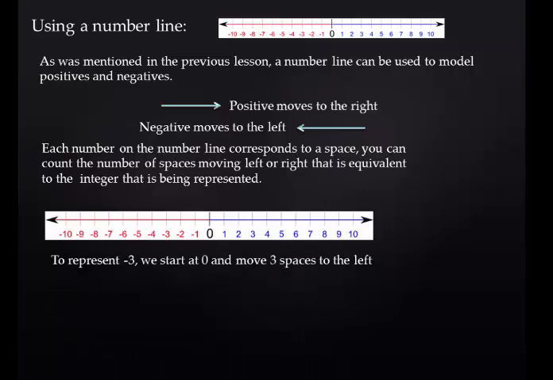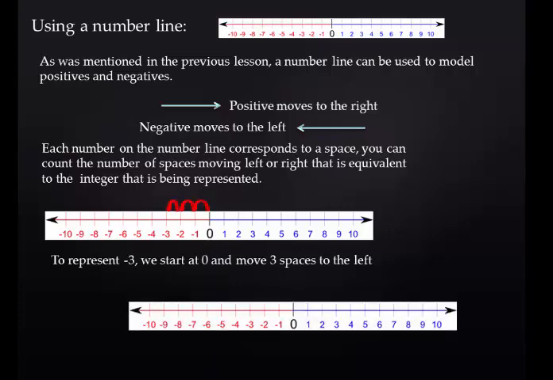So for example, if we want to represent -3, we'd start at 0 and we move 3 spaces to the left, giving us -3. If we want to represent 7, we start at 0 and we move 7 spaces to the right, giving us a +7.